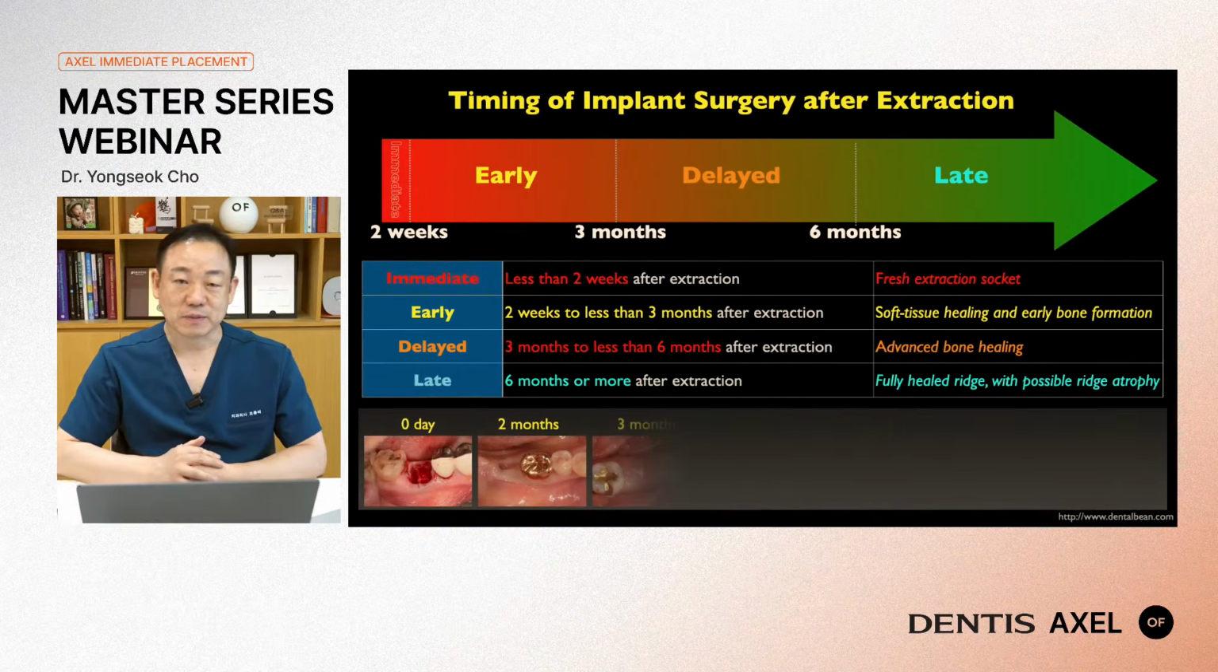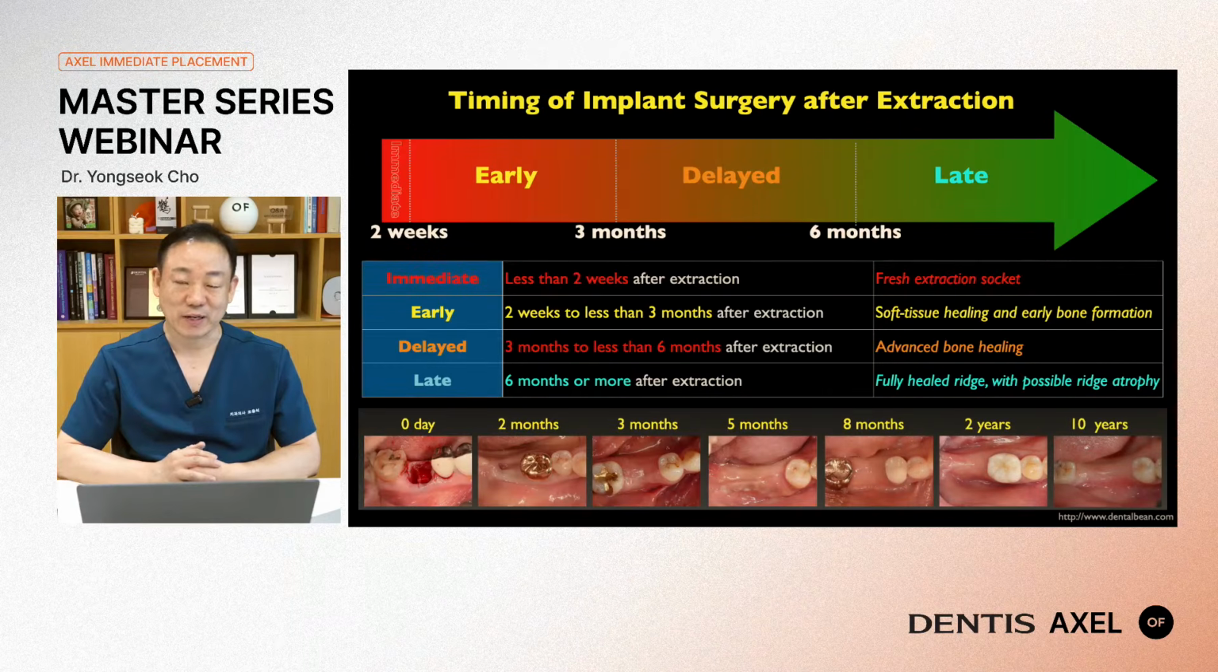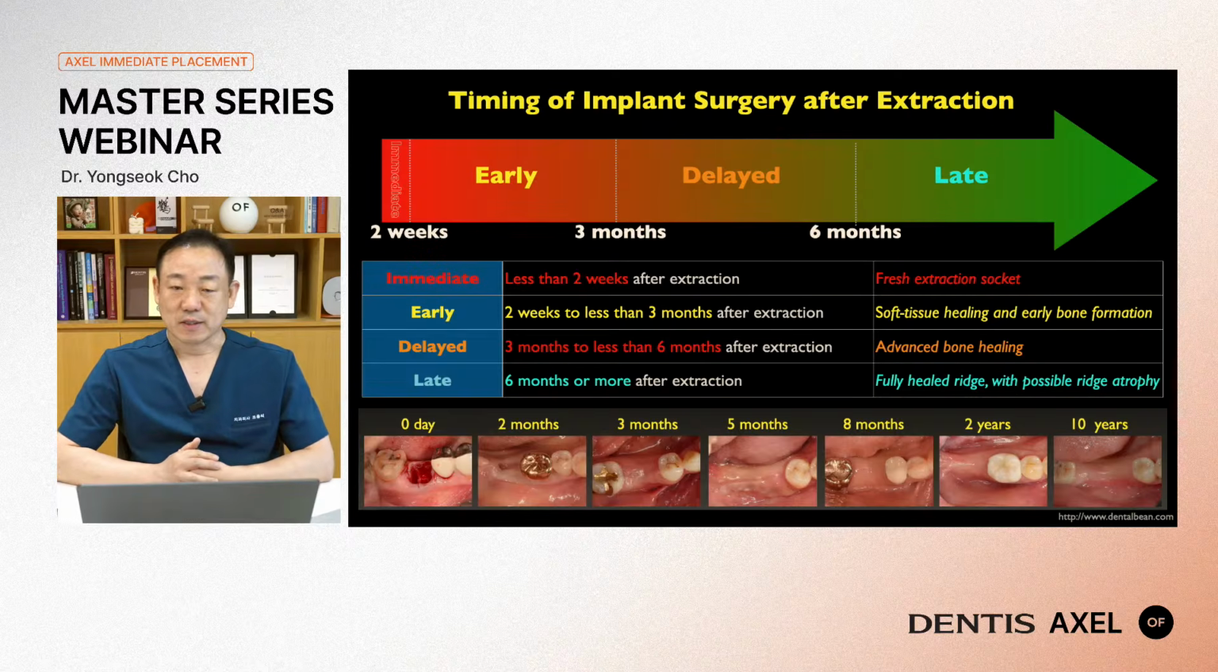Here is my classification, timing of implant surgery after extraction. Early immediate means place implant within 2 weeks after extraction, and early is 2 weeks to less than 3 months. Delayed is 3 months to less than 6 months, and late means 6 months or more after extraction. Depending on extraction time, we can see different conditions of the extraction socket. Sometimes we expect soft tissue healing, and when enough time has passed, we expect hard tissue healing also.